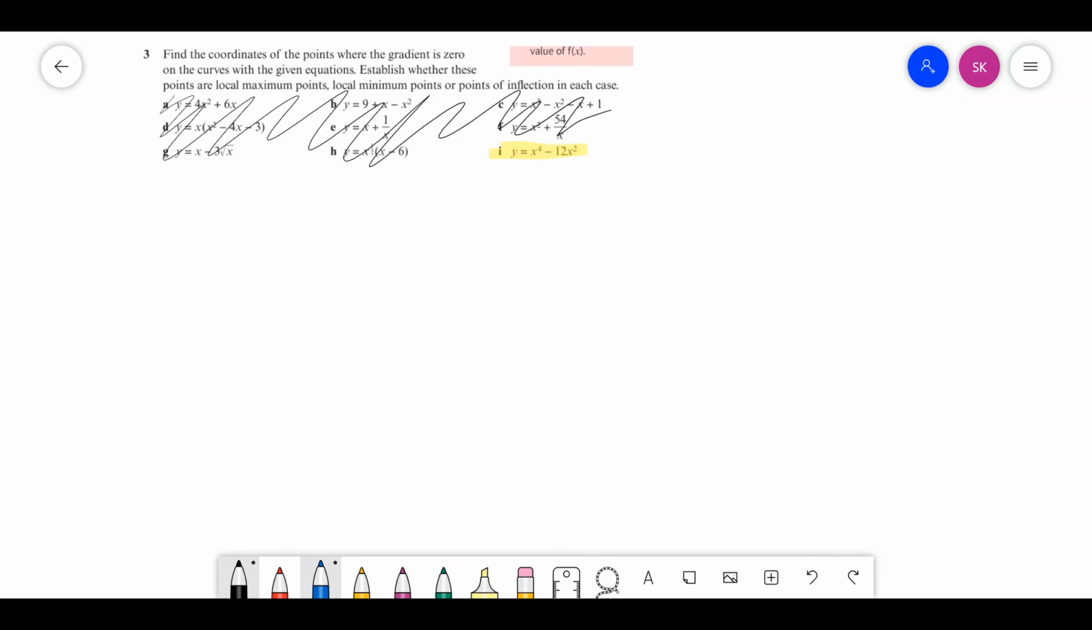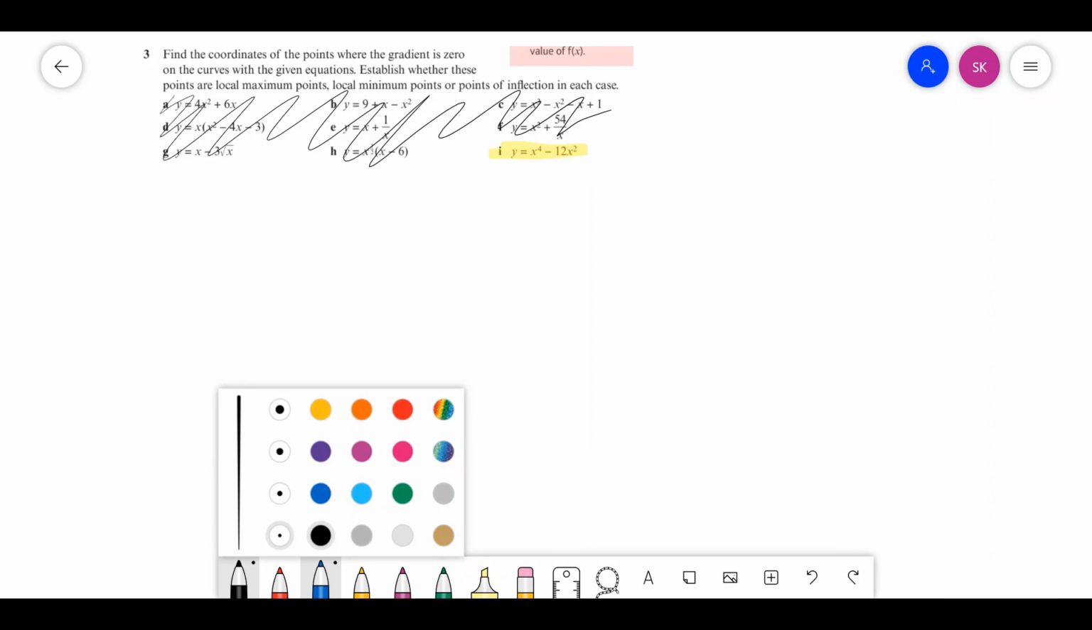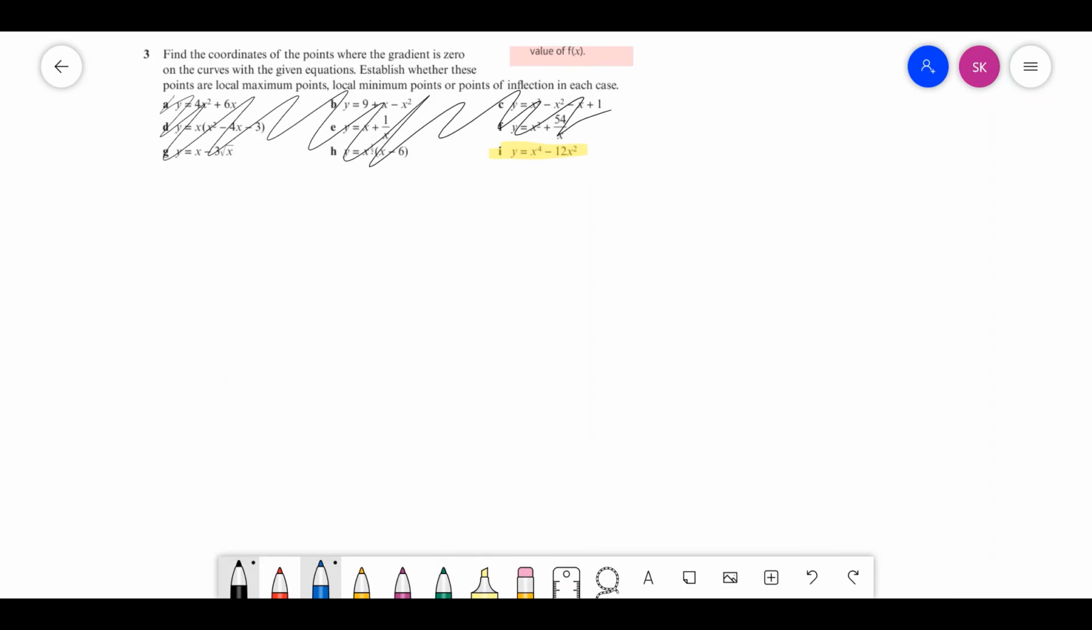So, to find the points where the gradient is 0, if I know that y is x to the power of 4 minus 12x squared, I know dy by dx is equal to 4x cubed minus 24x. I know that where the gradient is 0, these points will be stationary. And now I'm going to divide everything by 4 to make it a bit easier.